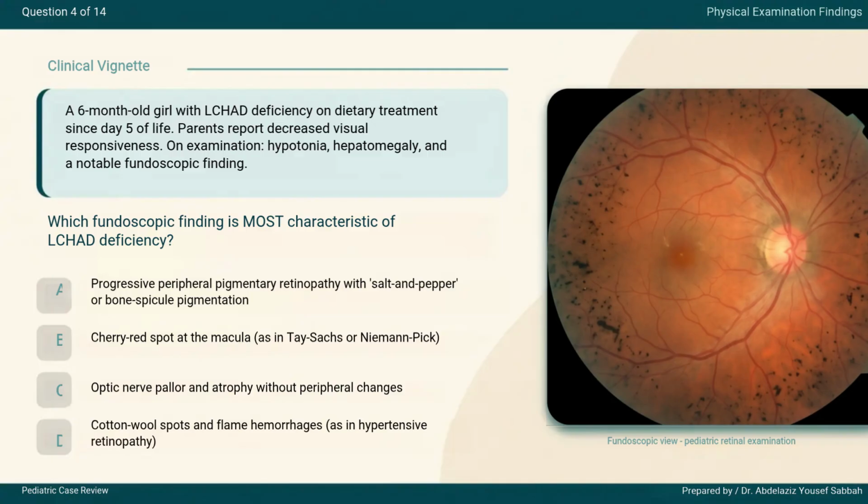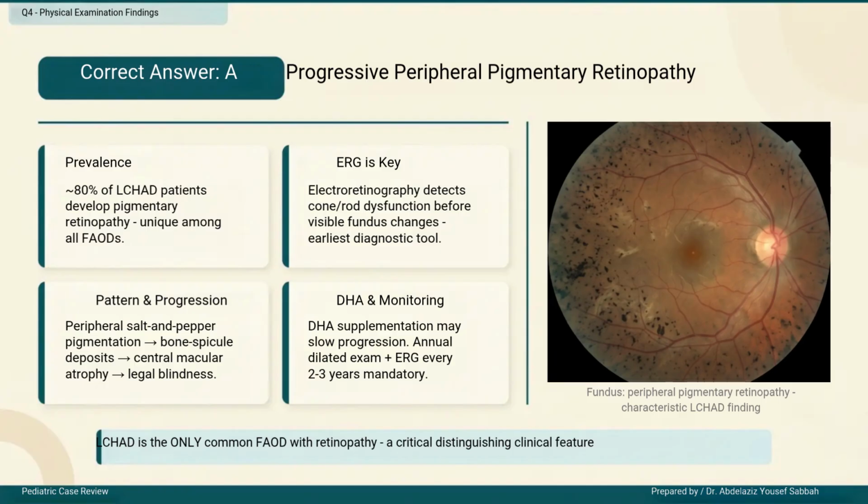Option B, a cherry red spot at the macula, as seen in Tay-Sachs or Niemann-Pick disease. Option C, optic nerve pallor and atrophy without peripheral changes. Option D, cotton wool spots and flame hemorrhages, as in hypertensive retinopathy. The correct answer is option A, progressive peripheral pigmentary retinopathy.